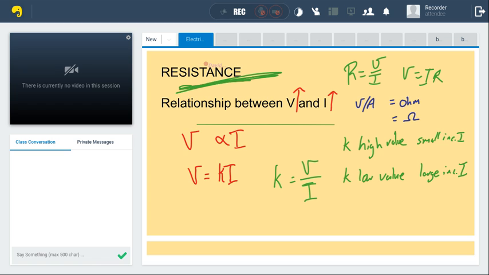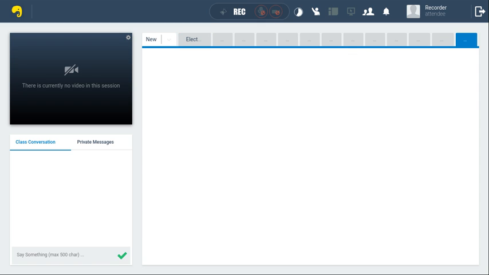So resistance of 1 ohm would be the ratio of 1 volt per ampere. And that's resistance. When we draw a circuit, we draw a resistor, this extremely complicated shape, known by some people as a rectangle.